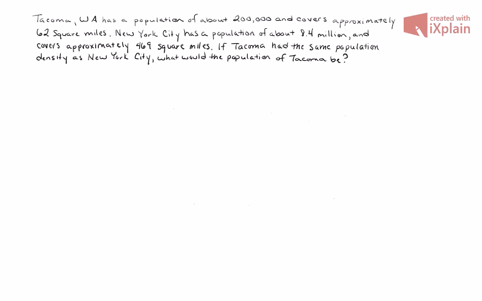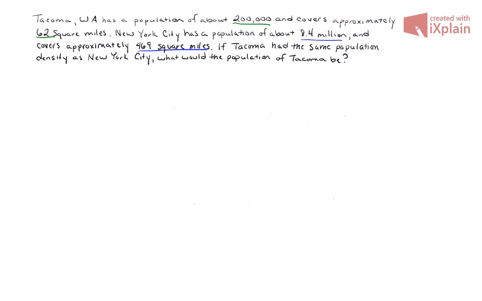So here goes. The question reads, Tacoma, Washington has a population of about 200,000 and covers approximately 62 square miles. For now, I'm going to underline that information in a single color so that I'm training my eye as to where to look and to not mix up info. New York City has a population of about 8.4 million and covers approximately 469 square miles. If Tacoma had the same population density as New York City, what would the population of Tacoma be?